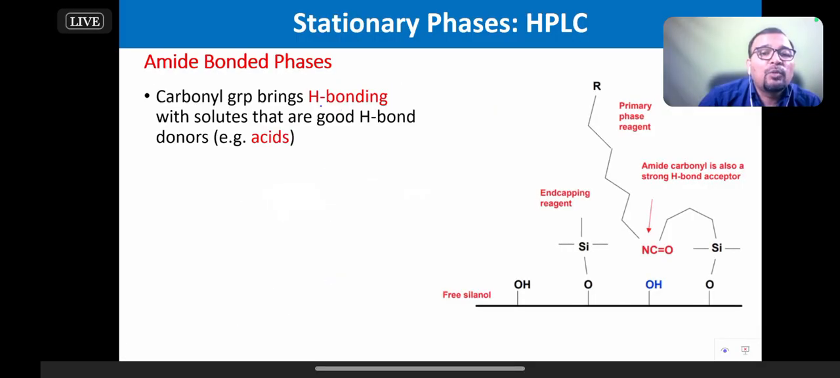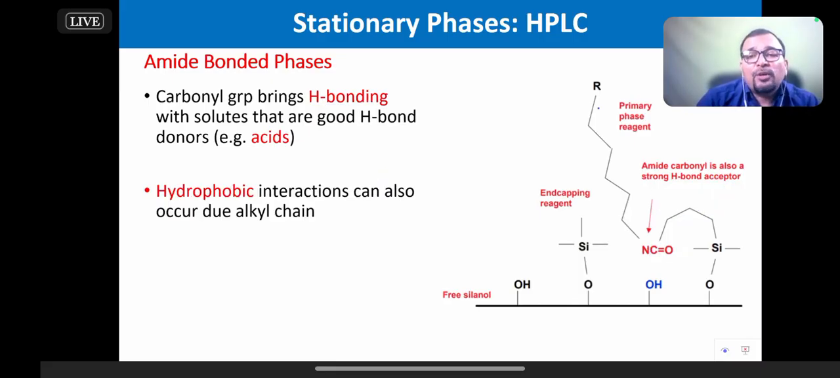So carbonyl group brings hydrogen bonding with solutes that are good hydrogen bond donors or acids. So this is the carbonyl group which can interact. This is going to have the minus delta charge. And if you have another carboxylic acid with the positive charge on hydrogen, what kind of interaction is this? Hydrogen on one side. This is called a hydrogen bond. Type in HB or hydrogen bond in the comment box.